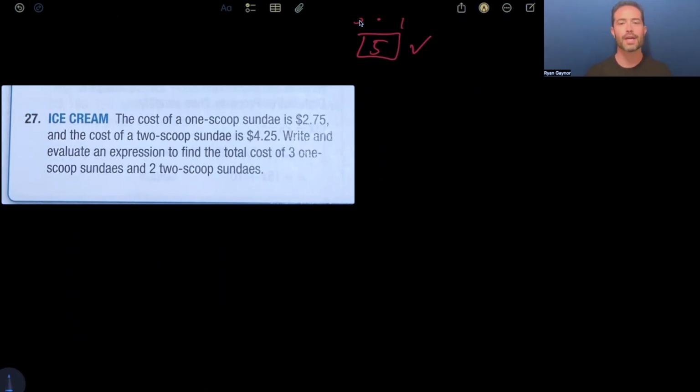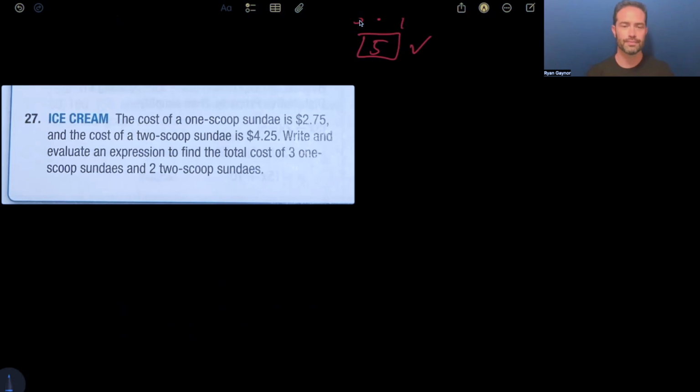The cost of a 1 scoop sundae is $2.75, and the cost of a 2 scoop sundae is $4.25. Write and evaluate an expression to find the total cost of 3 1-scoop sundaes and 2 2-scoop sundaes. Okay, so we've got a lot going on here. I know I read that a bit slow. I'm going to read it one more time, a bit faster, just to really get it processing in my brain.